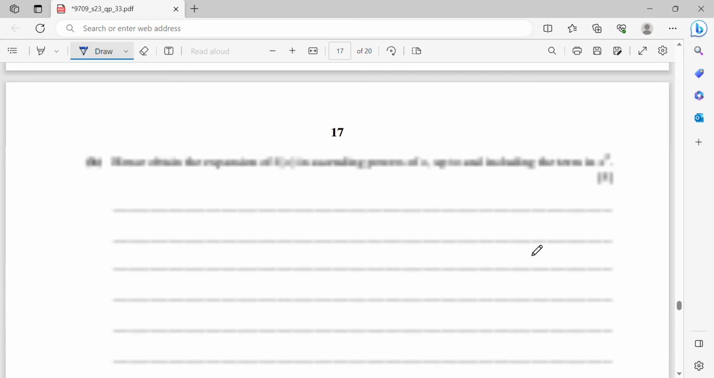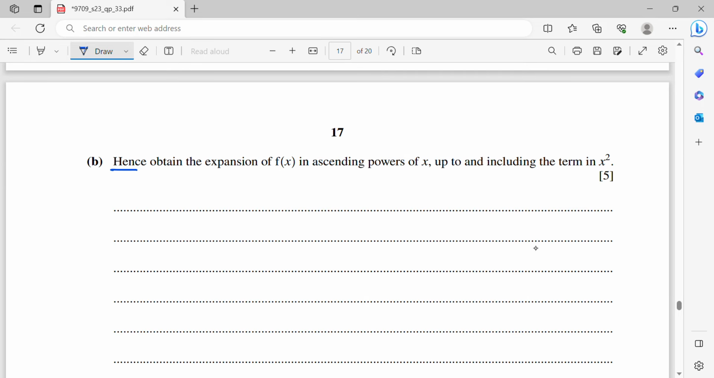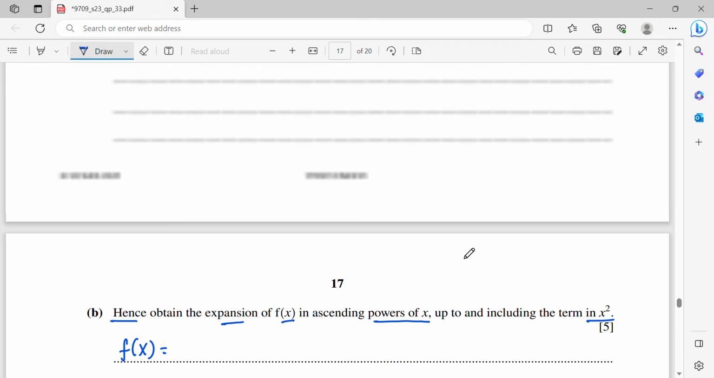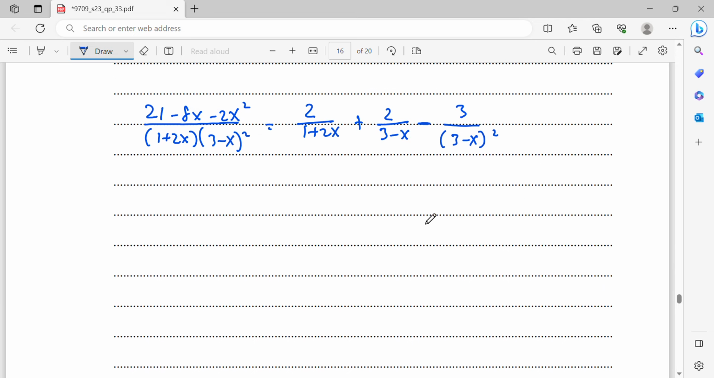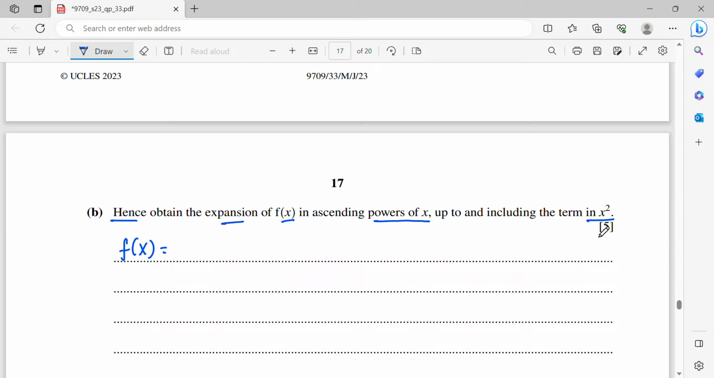Now next question. Hence means use the partial fractions. Obtain the expansion of fx in ascending powers of x up to and including the term in x squared. So now my fx, I will just rewrite my fx now. But since we need to do expansion, so all the denominators will be moved up. Alright, so when you move up, remember the degree becomes negative. So I will rewrite my fx. It will be 2 bracket 1 plus 2x to the power of negative 1 plus 2 bracket 3 minus x degree minus 1 minus 3 bracket 3 minus x degree minus 2.